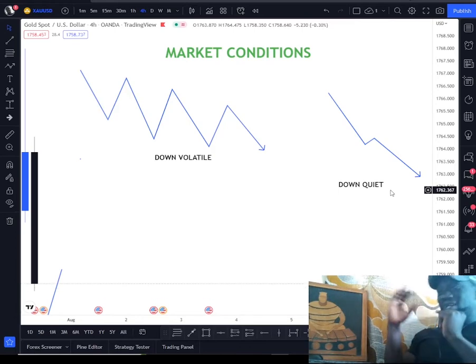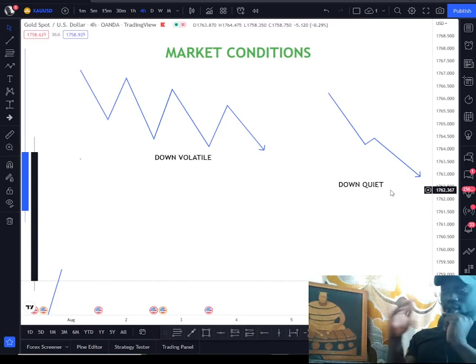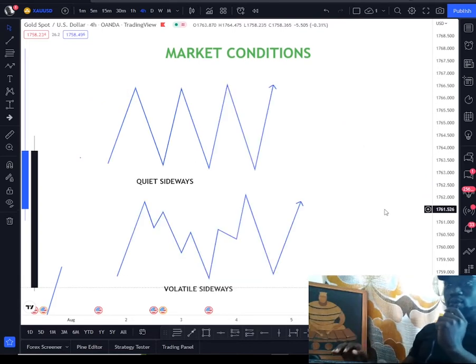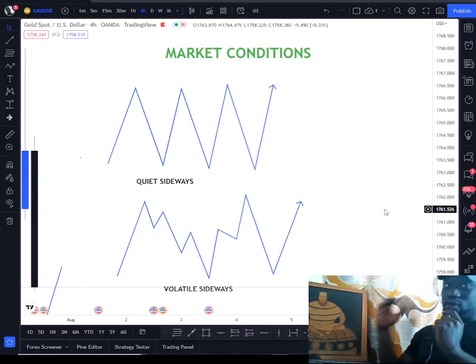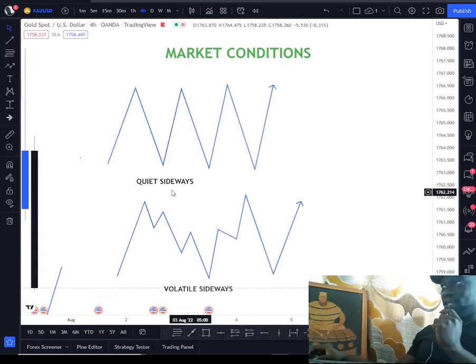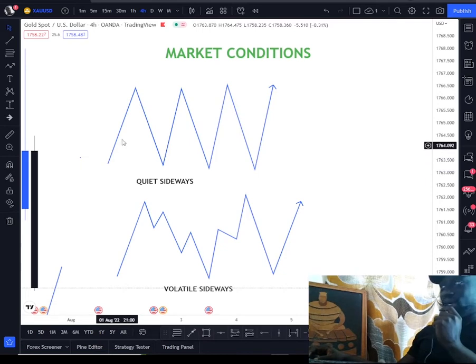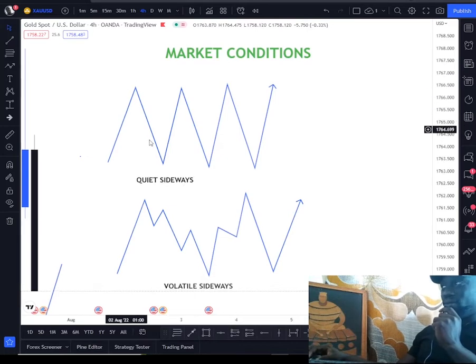So there is another set, which is the sideways movement, that we are going to talk about. I'm going to show you that one as well. So when the market is not moving upwards or downwards, it is moving in a sideways market, right? For the sideways market as well, there are 2 market conditions. The first one is the quiet sideways, where the market is moving up, down, up, down, up, down, quietly, all in a range, not going anywhere, right?